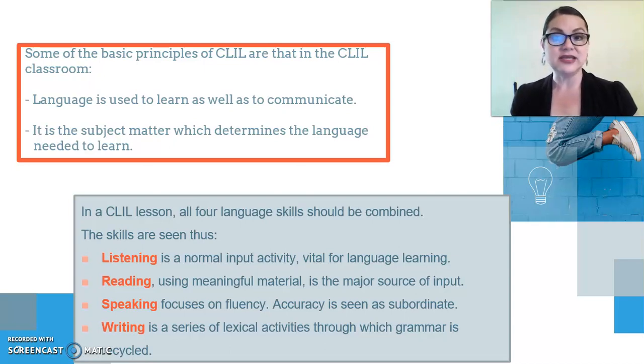The skills are seen thus: listening is a normal input activity, vital for language learning. Reading, using meaningful material, is a major source of input. Speaking focuses on fluency. Accuracy is seen as subordinate. Writing is a series of lexical activities through which grammar is recycled.